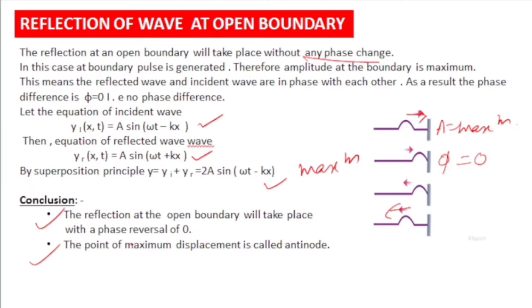At the open boundary, there is a point of maximum displacement. That maximum displacement amplitude is called an antinode. Minimum displacement is called a node, and maximum displacement is called an antinode. And reflection at the open boundary takes place with a phase reversal of 0 degrees, right? Hope it's clear to all of you.